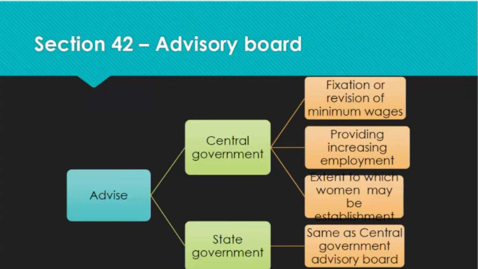So these state and central advisory boards respectively advise the central government and state government on fixation of wages, revision of minimum wages, increasing employment opportunities, and encouraging women, including the extent to which women may be employed in an establishment. So that is encouraging women's employment and increasing general employment opportunities in the particular state or center.